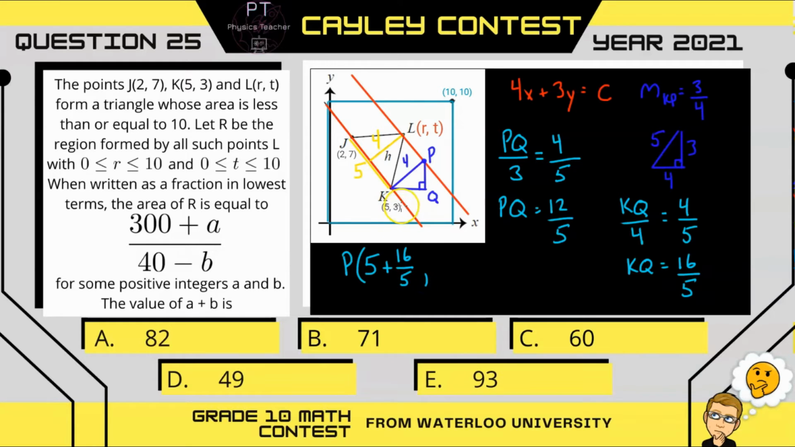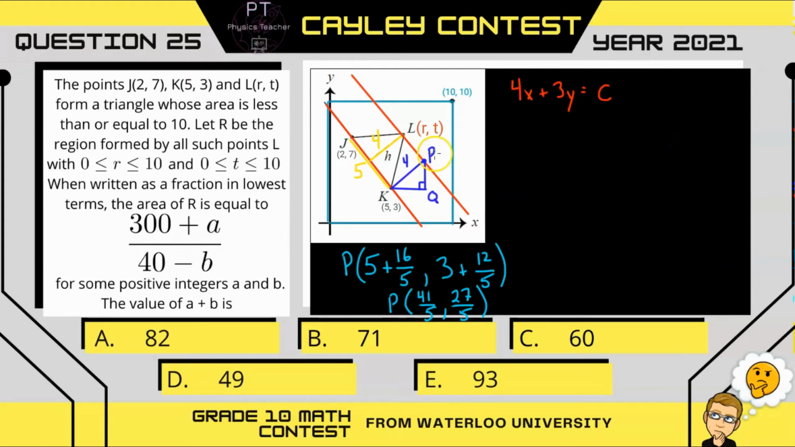And start at the y coordinate for K, which is 3, and move up PQ units, which is 12 over 5. And so this gives us the point P as 41 over 5 and 27 over 5.